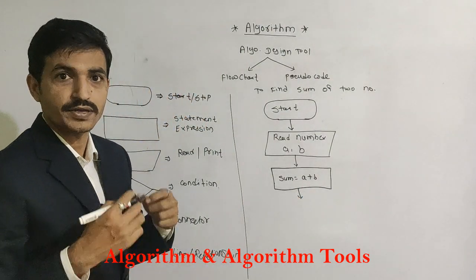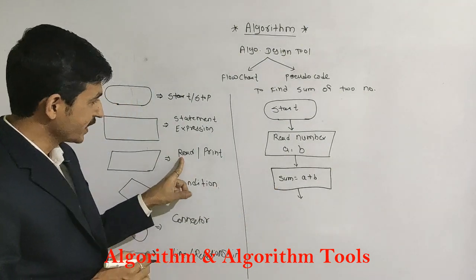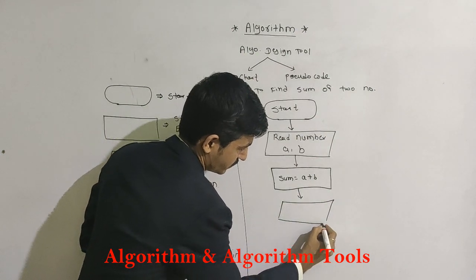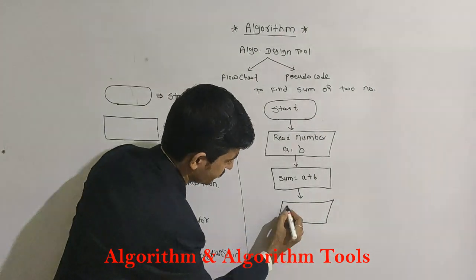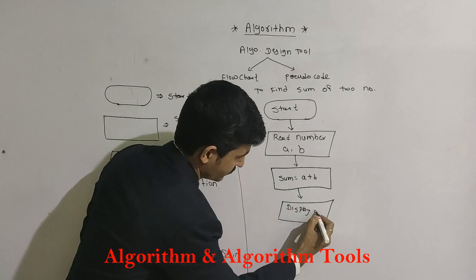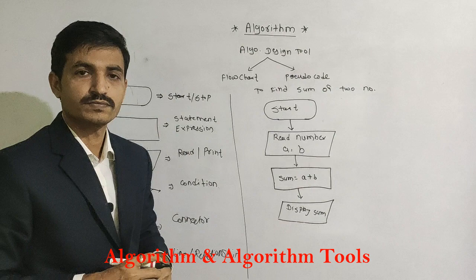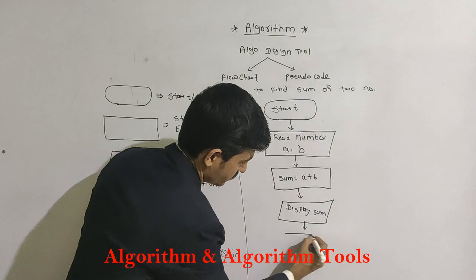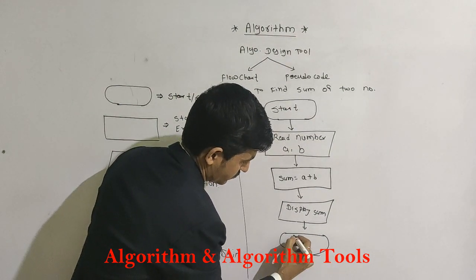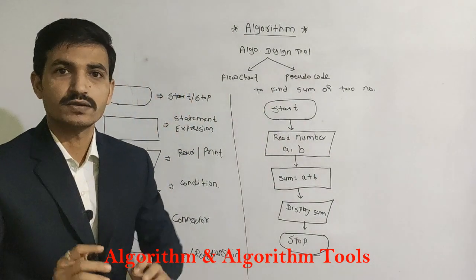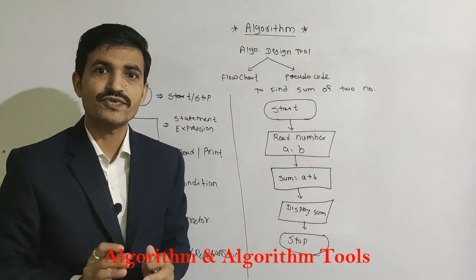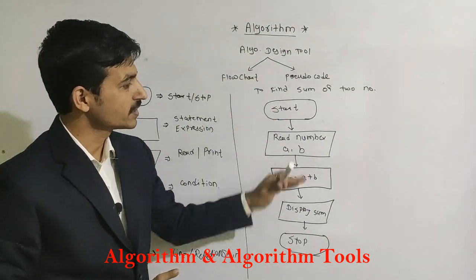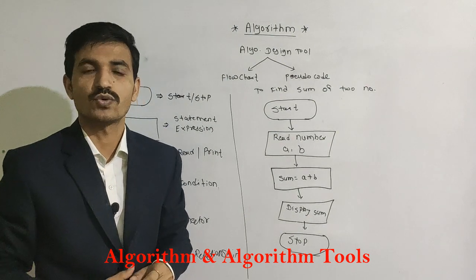Then we have to print the result which is stored in the sum. For read and print, we have to use a parallelogram. So again I use a parallelogram to display the result. Once it displays the sum, then we have to stop. This is the symbol to stop the flowchart. So in this way, we can draw a flowchart from the algorithm. This is the first algorithm design tool. The next algorithm design tool is the pseudocode.